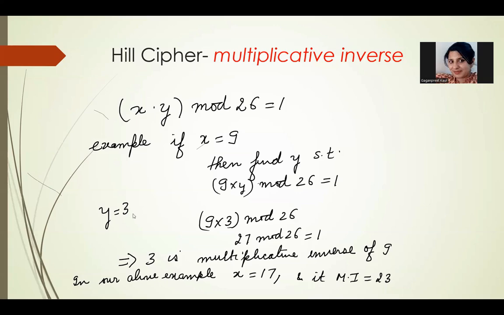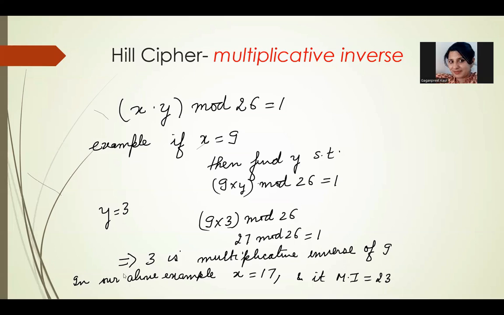So by inspection, using hit and trial, I can see that 9 when multiplied by 3 gives me 27, and 27 when I apply modulus 26 gives me the answer 1. So it satisfies the criteria. It means 3 is the multiplicative inverse of 9.